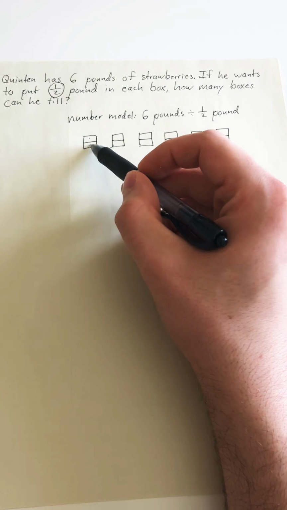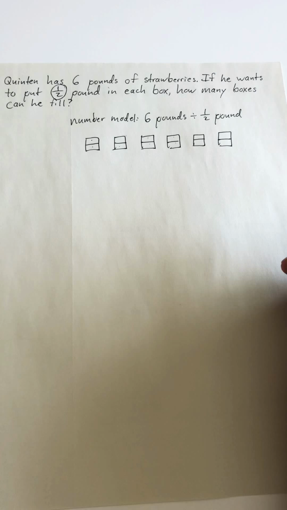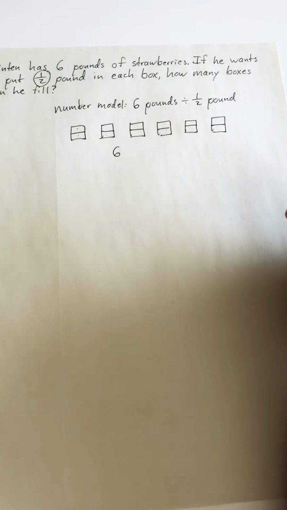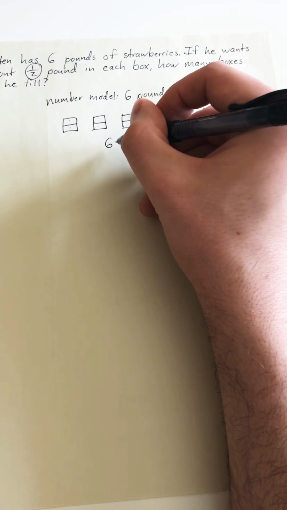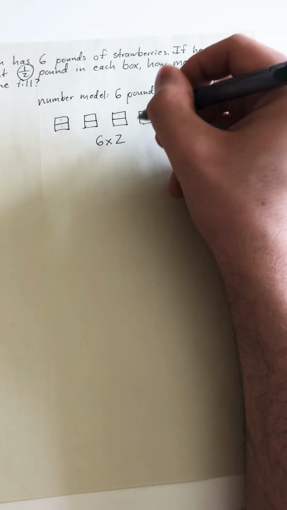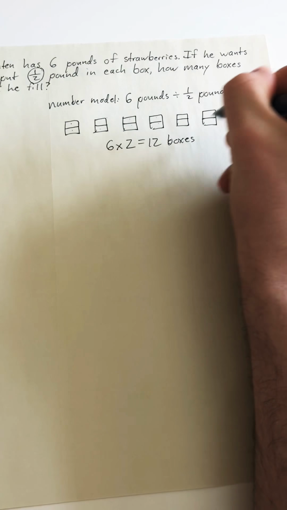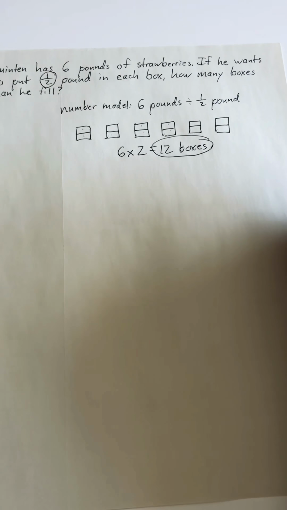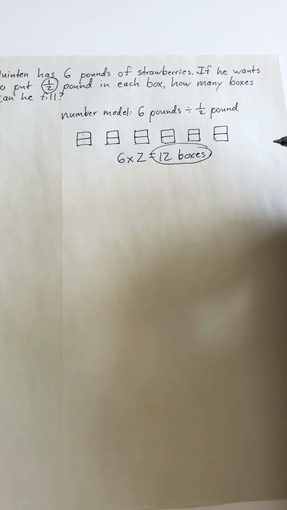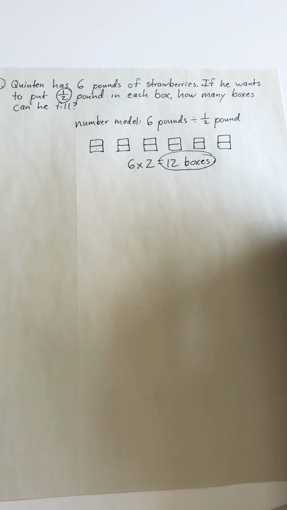One way is we could just literally count the number of halves that are on the page. Or we could also see that, well, if there are 6 total pounds or 6 boxes that we started with, and we're multiplying each of them by 2 halves, that means that we will have 12 total boxes of strawberries at the end of the day. So if you got 12 total boxes, great job. Keep up the good work, and there'll be another math problem coming shortly.